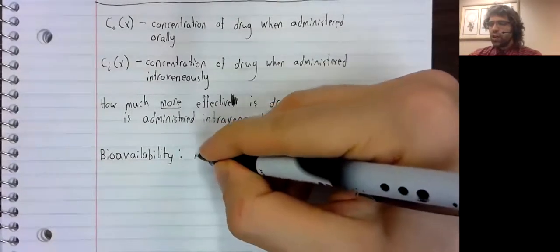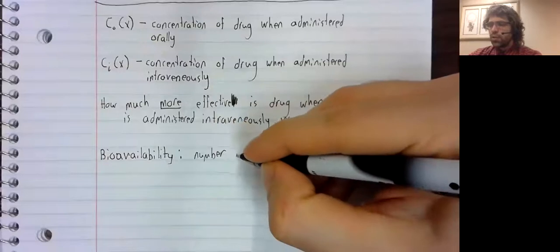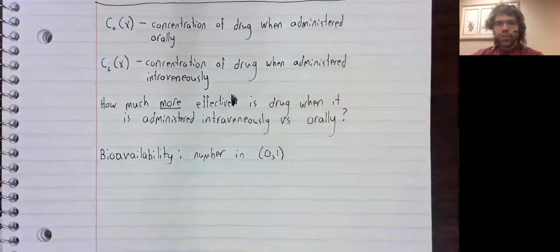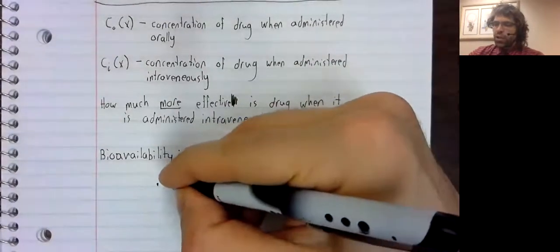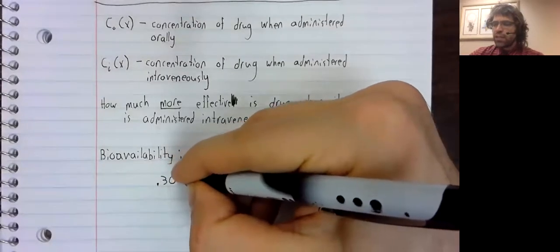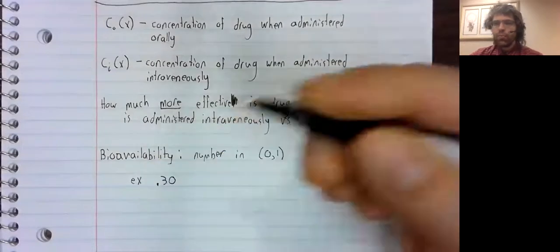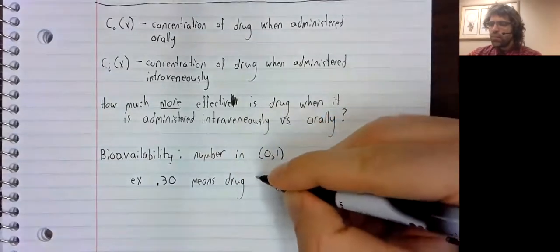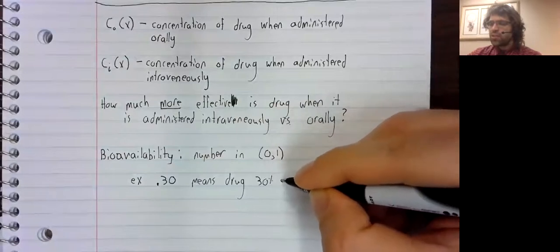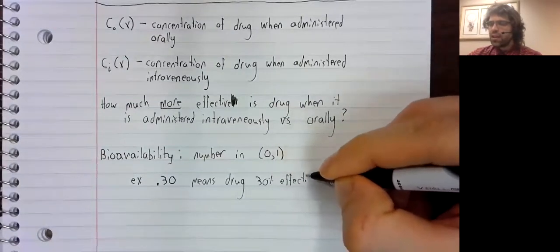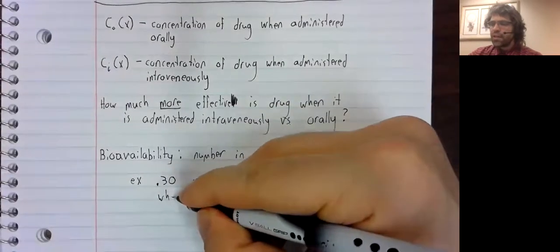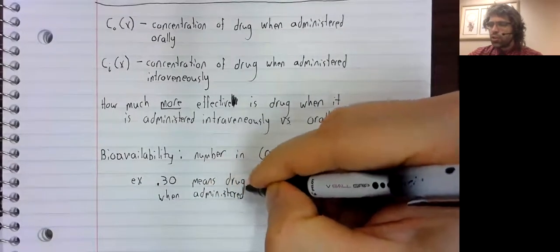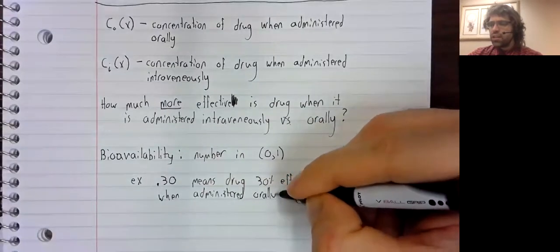And this is a number between 0 and 1. And a bioavailability of 0.3, for example, means that the drug is 30% as effective when it is administered orally.